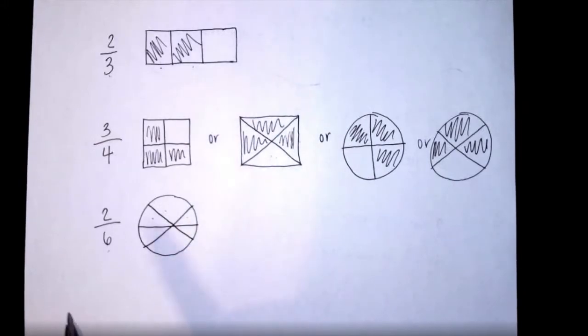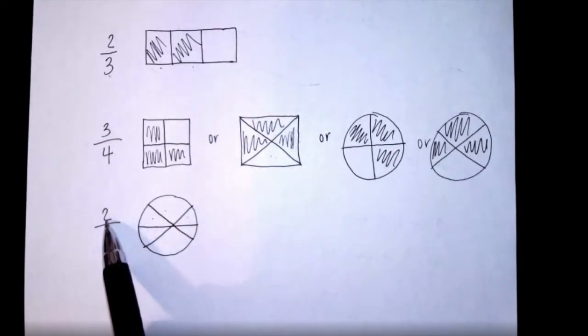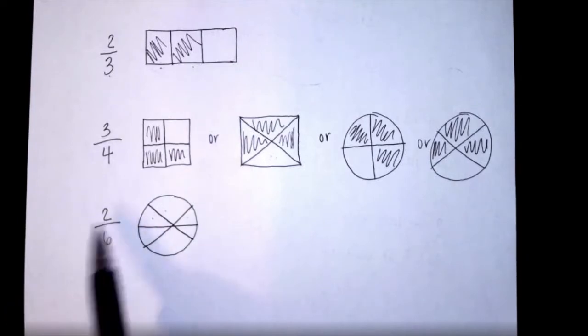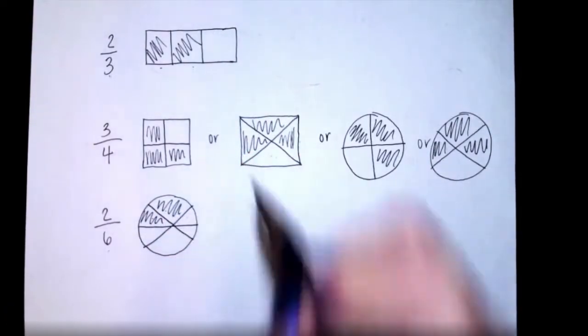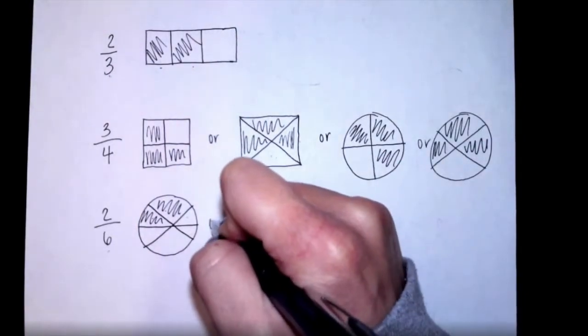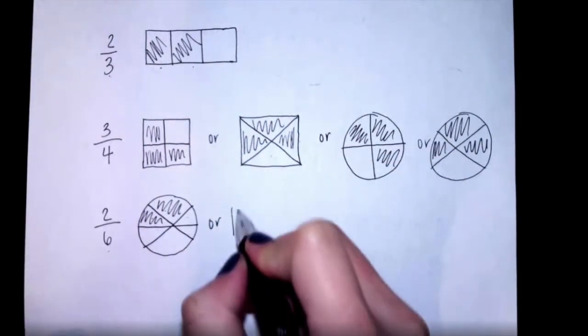So now if I wanted to shade this, I would color in 2 sections because that is our numerator. So I would color in 1, 2. You could also use a rectangle.